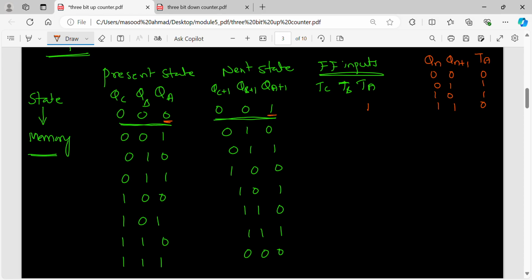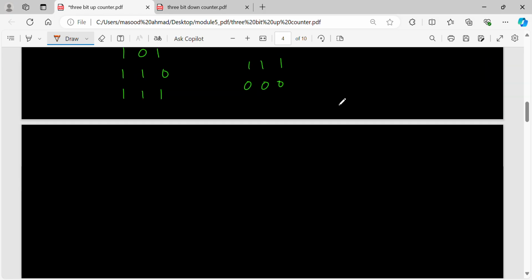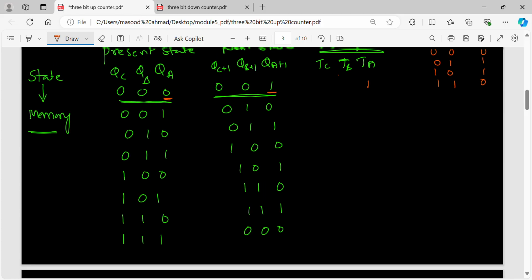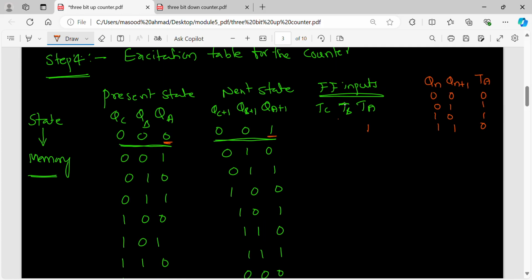Now what is the meaning of this? If the present state and next state are the same, then the T input is 0. If the present state is different from the next state, where Qn is the present state and Qn+1 is the next state, then T should be 1. So here it is changing, which means TA should be 1. If TA is 1, this transition is possible. That means it will move from 0 to 1.